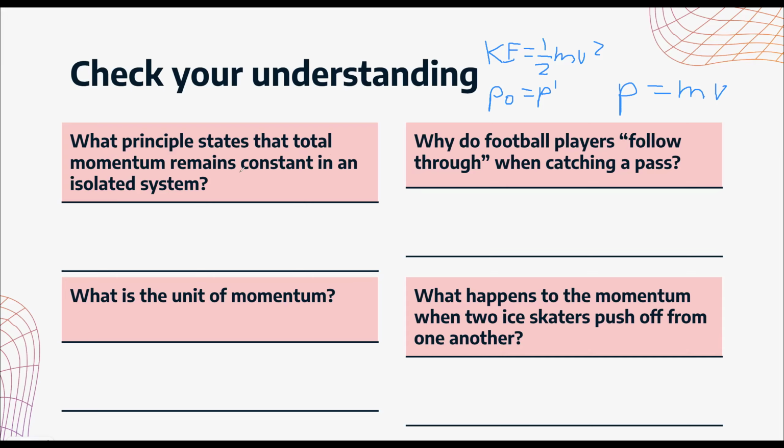Okay, so what principle states that total momentum remains constant in an isolated system? This is just called conservation of momentum, which is pretty self-explanatory, because momentum is conserved after a collision, or in anything actually in an isolated system. So the first one is conservation of momentum.